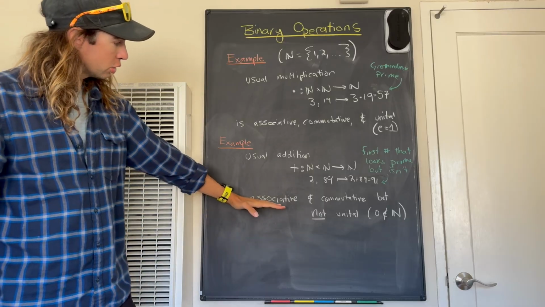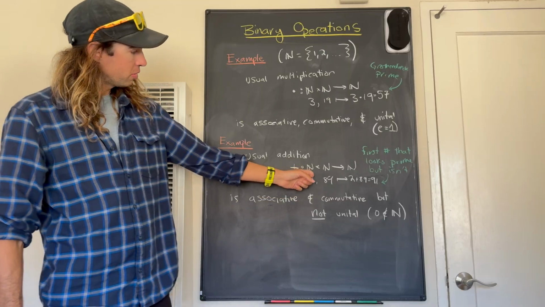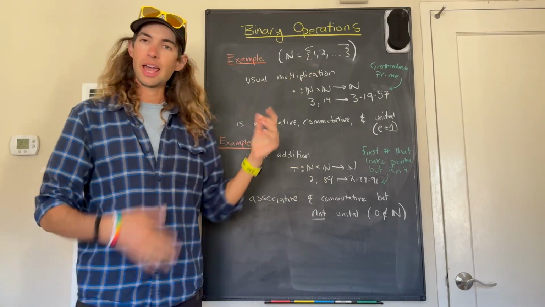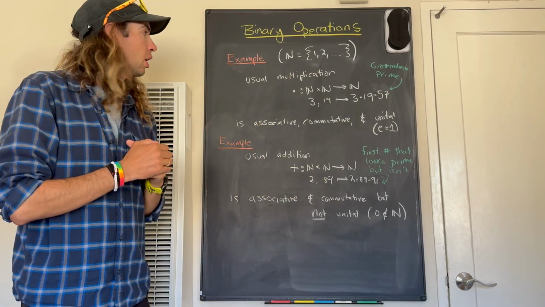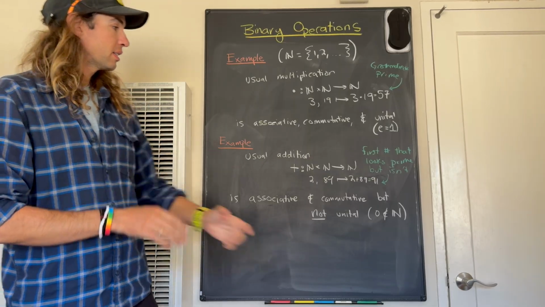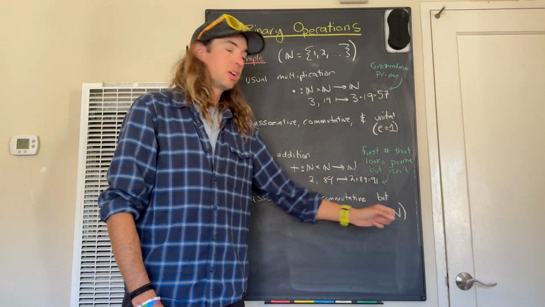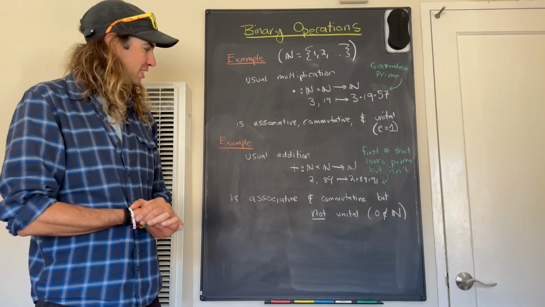And this operation is associative and commutative, but it's not unital because there's no element of N that I can add to every other element to get back that same element. Another way of saying that is that 0, which is the thing that should be the unit of addition, is not in the natural numbers.